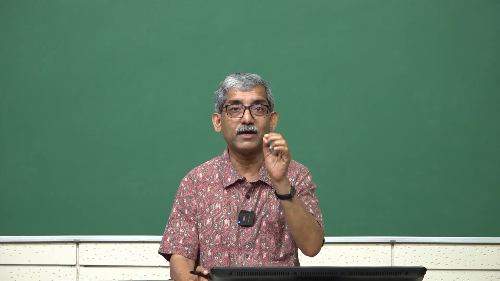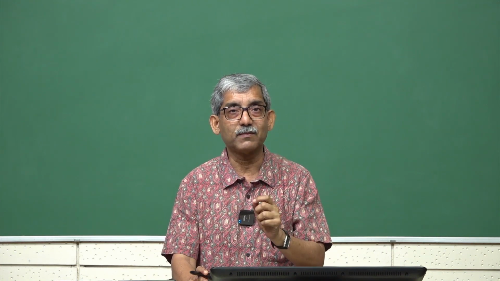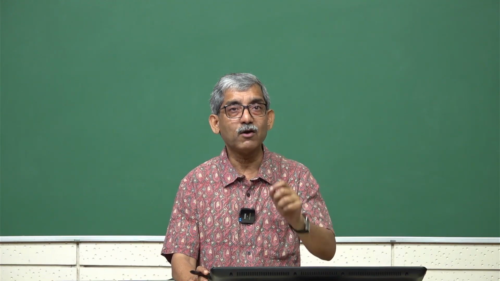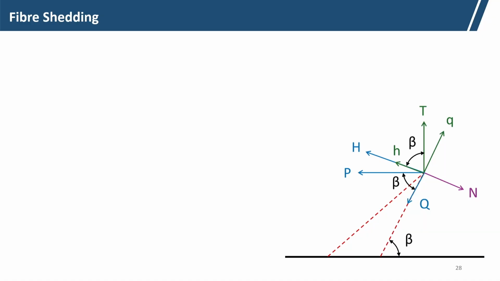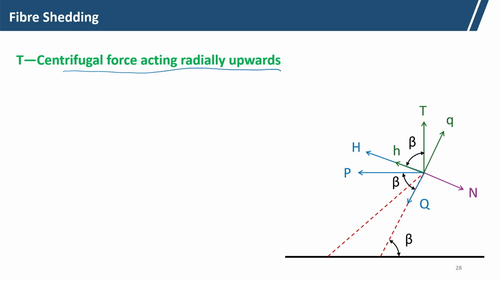Now, the other part is called fiber shedding. What is fiber shedding? Fiber shedding means the removal of fiber from one surface to another surface. Here, for fiber shedding, this is the doffer angle. Fiber removal from one surface requires different forces. One force is the centrifugal force. Centrifugal force is acting radially upward.